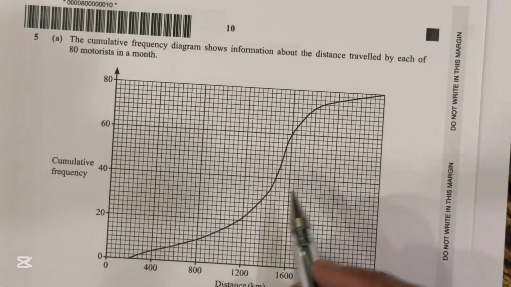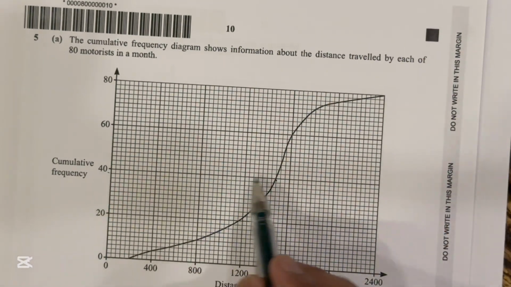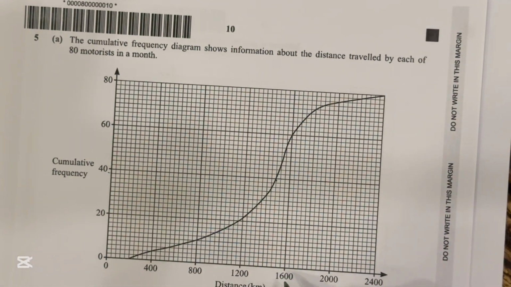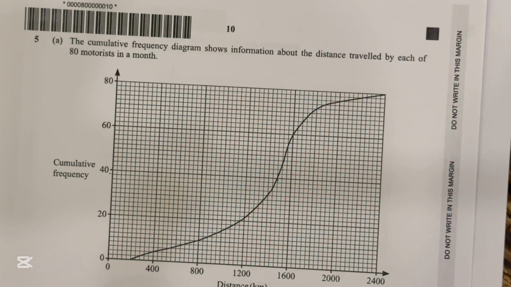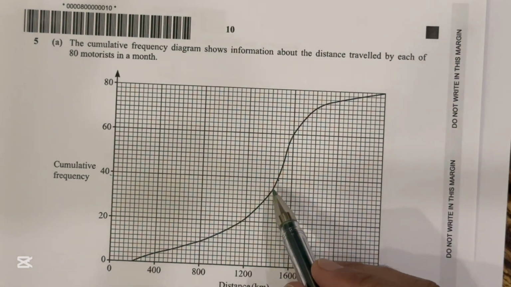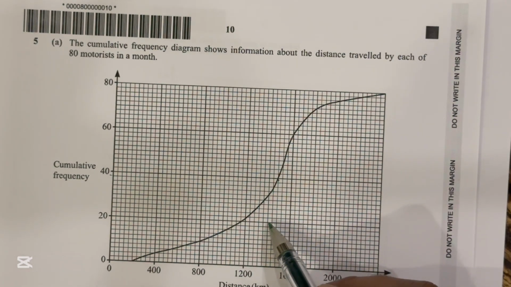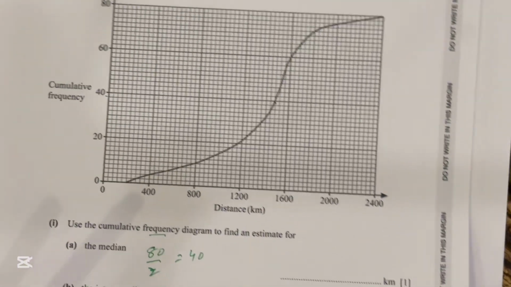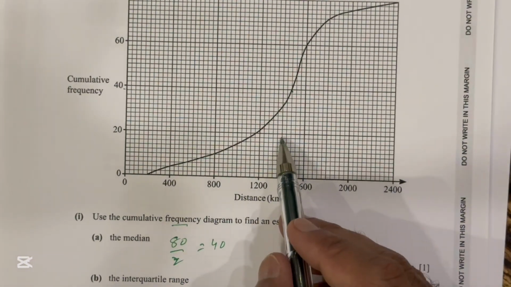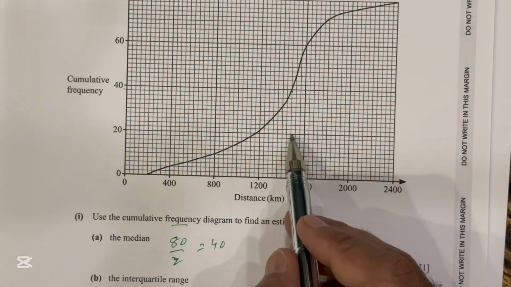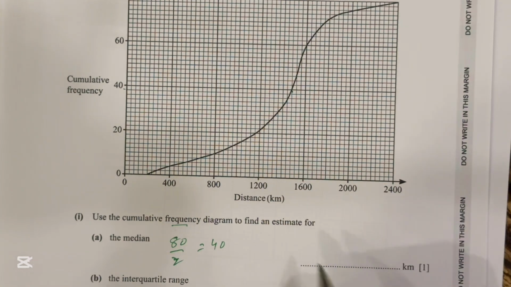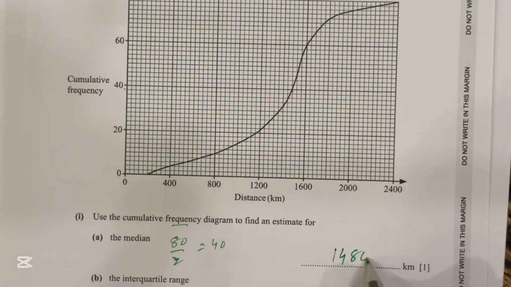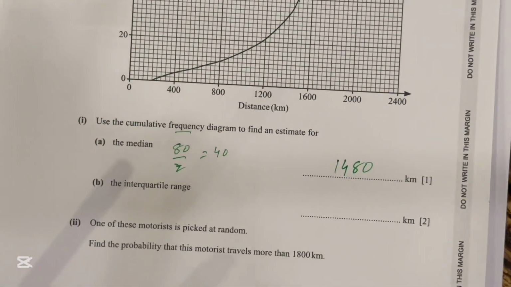So at 40 you need to see the value of it, that would be equal to 1480. This would be 1400, 1440 and 1480. So at the center it would be 1400, it would be 1440, and this would be 1480. So the value would be 1480 kilometer. Part B, the interquartile range.